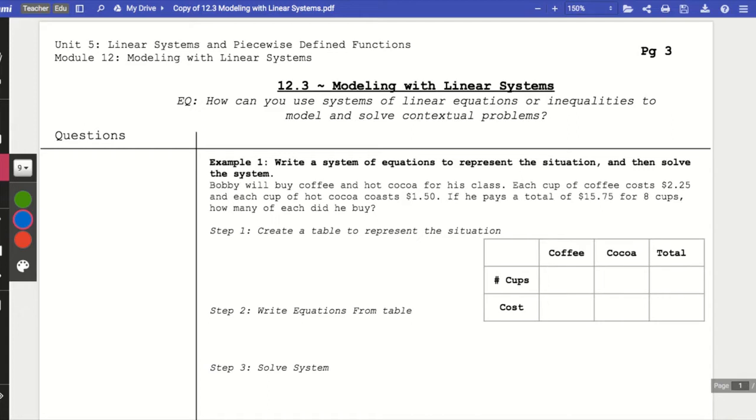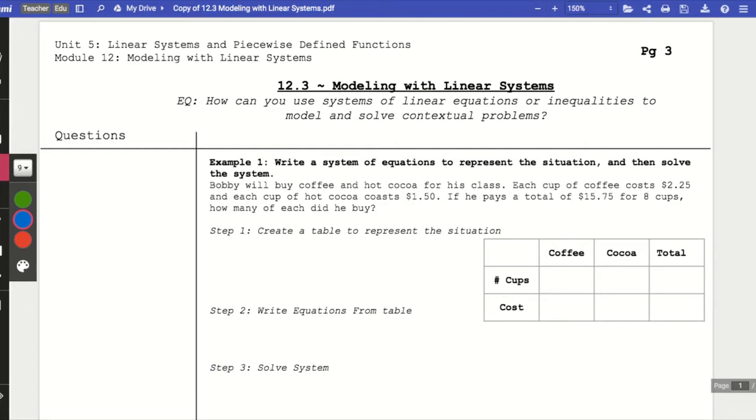Our first example is we're going to write a system of linear equations that represent the situation, and then we're going to solve the system. So in this example, Bobby is buying coffee and hot cocoa for his class, which would be really nice. Each cup of coffee costs $2.25, and each cup of hot cocoa costs $1.50. If he pays a total of $15.75 for 8 cups, how much of each did he buy?